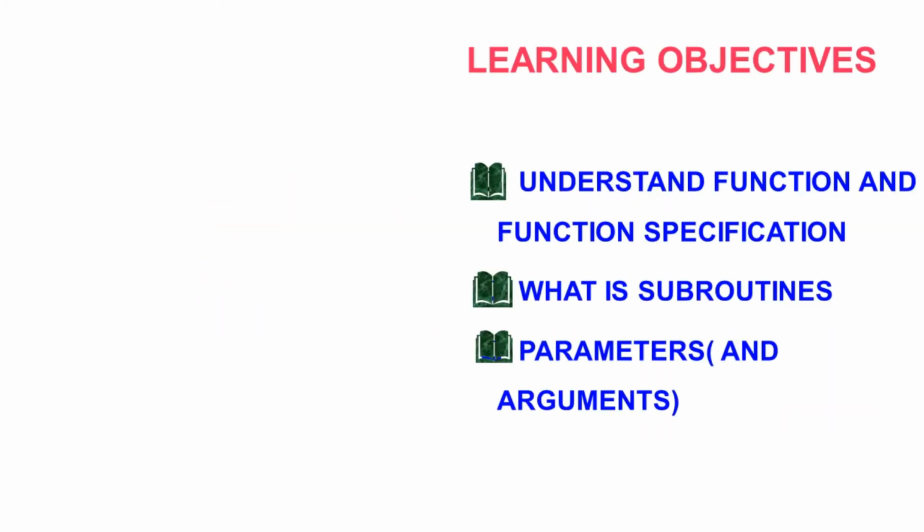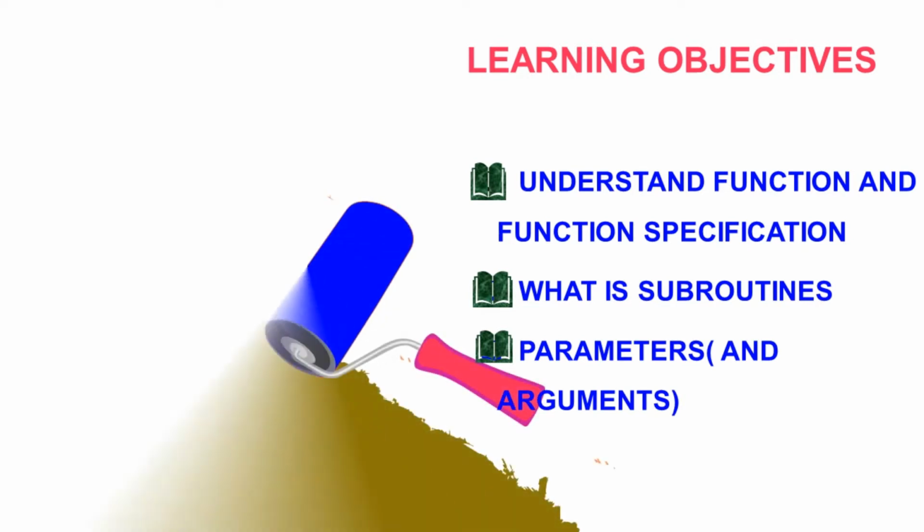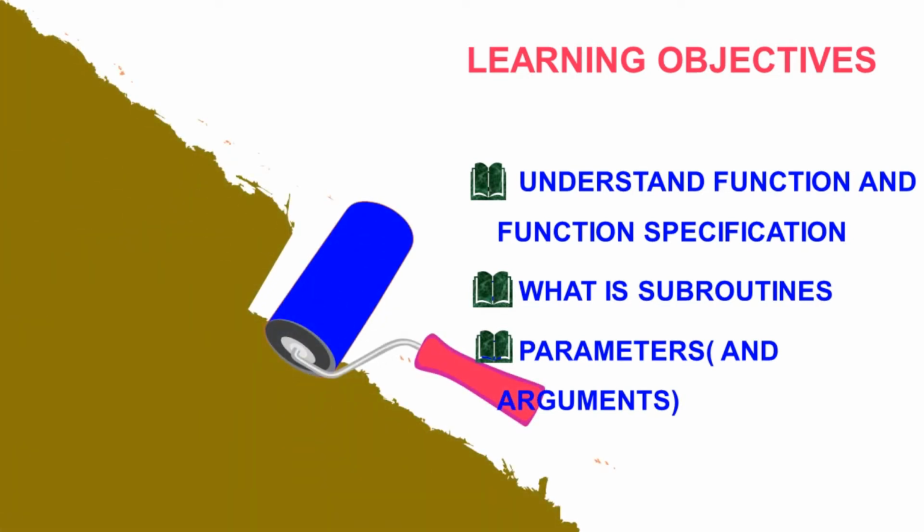Here the learning objectives are: we will understand what a function is, what function specification is, what is meant by subroutine, and what the difference is between the words parameter and arguments.